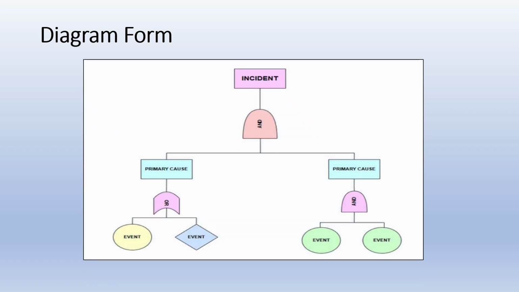So let's see how a fault tree analysis diagram looks. Here we can see the first is the incidence, meaning the problem which is occurring. Then we have applied the logical gate, the AND gate. Then primary causes are there. OR gates or AND gate is applied here. Event is there. So these are the formation of an FTA. This is how, for one problem, we can identify the different causes and establish the relationship between the causes. So this is the FTA diagram.